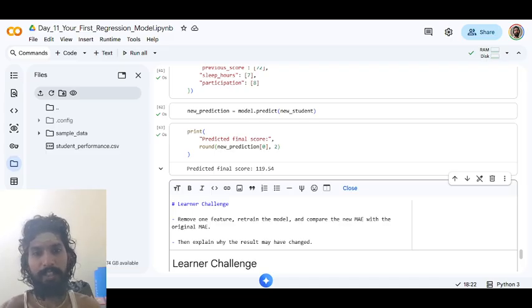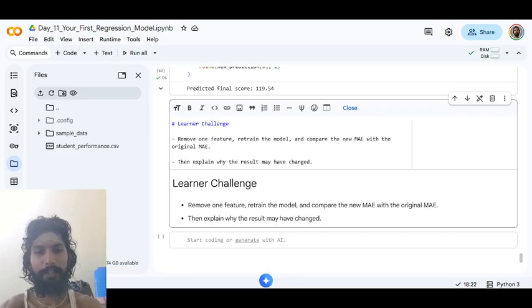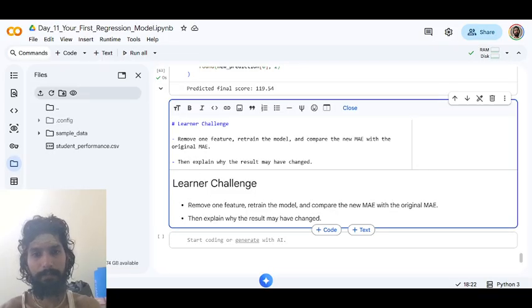Suppose we remove previous score. Then reduced features will become this. It will become study hours, attendance, sleep hours, and participation. And we will then do X reduced equal to df reduced features.